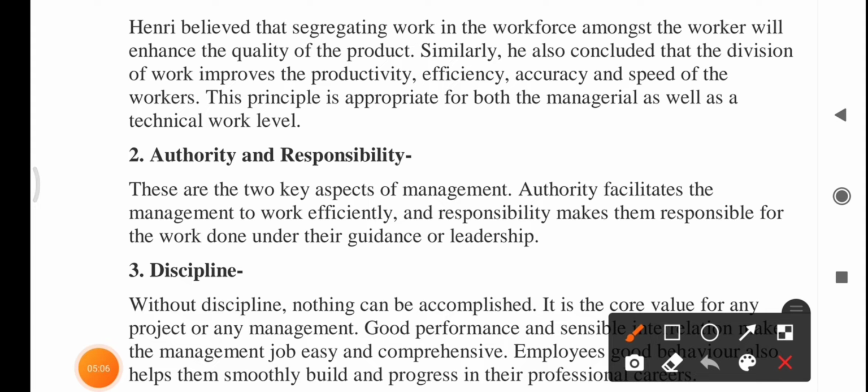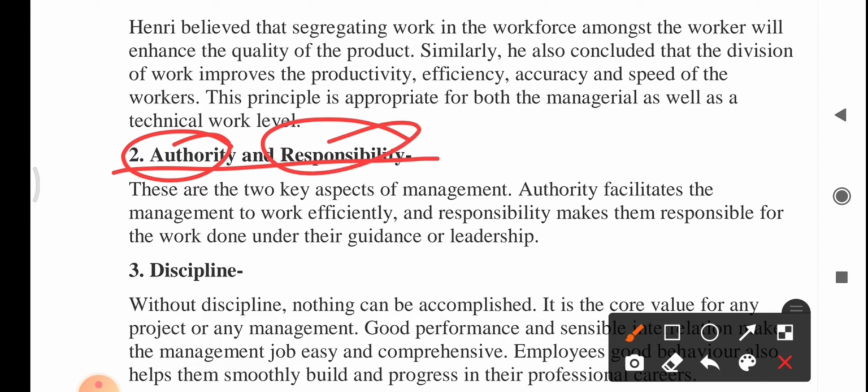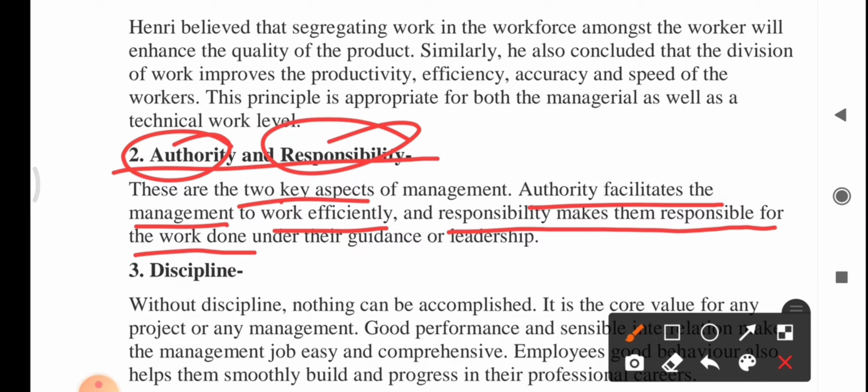Okay, our second principle says authority and responsibility. These are the two key aspects of management. Authority facilitates the management to work efficiently, and responsibility makes them responsible for the work done under the guidance or the leadership. Okay, like for example, take an example of any educational institution.